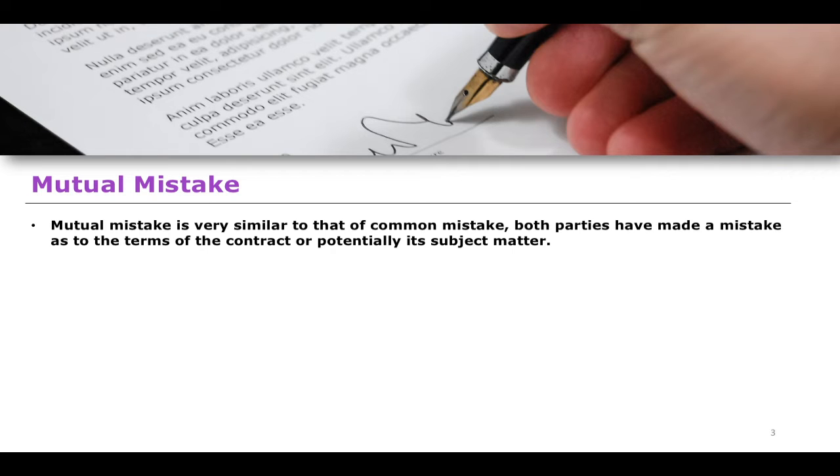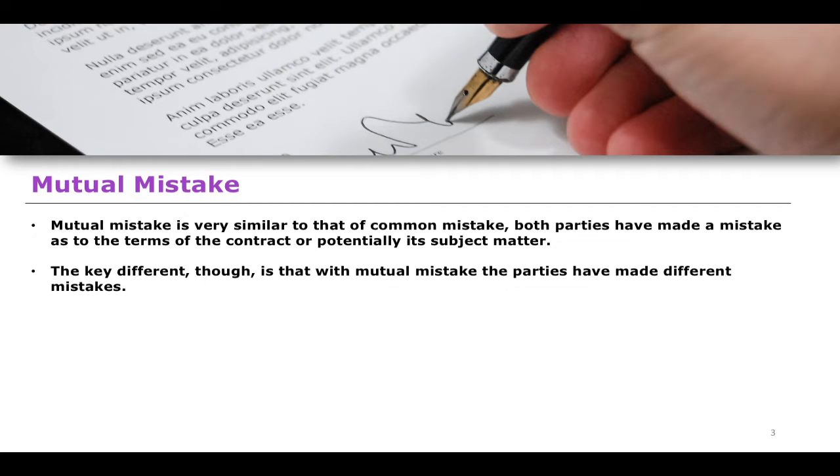So, mutual mistake is very similar to that of common mistake. Both parties have made a mistake as to the terms of the contract or potentially its subject matter. So that's another point that we need to make. The key difference here is, though, that with mutual mistake, unlike that of common mistake, the parties have made different mistakes, okay?